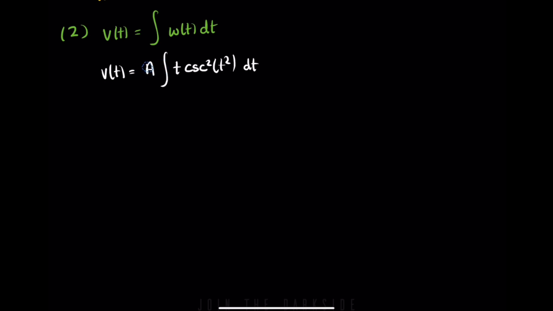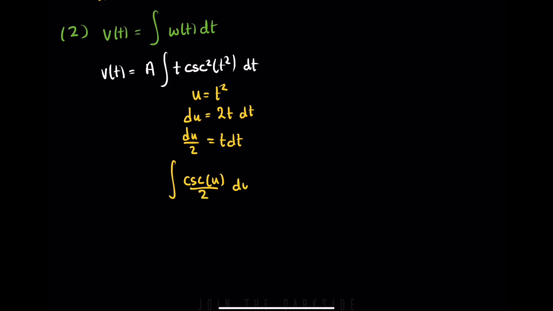All right, and then the second thing I'm going to do is a u substitution. So if I say u equals t squared, I can then say du equals 2t dt, and so du over 2 equals t dt. And so as a result, we can express that same integral as the integral of cosecant squared of u over 2 du.